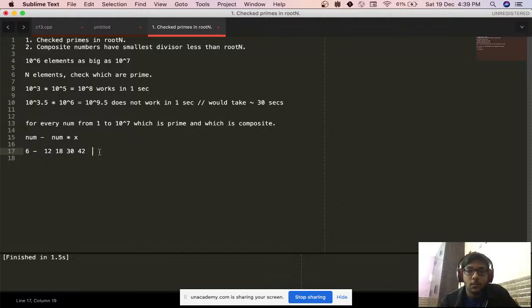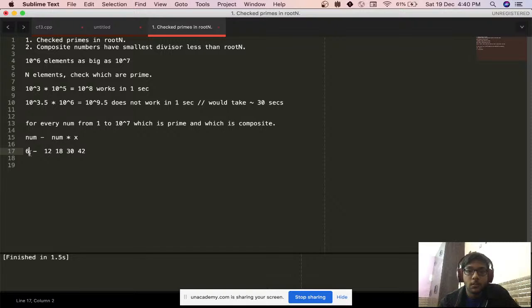So this time, instead of going from 1 to 10 power 7 and checking whether each number is prime or not one by one, we can try to find a better approach where we cancel out terms from our primes list. We can ignore some numbers which we are guaranteed won't be prime. For example, when we have 6, we know that all of its multiples are never going to be prime. Because why?